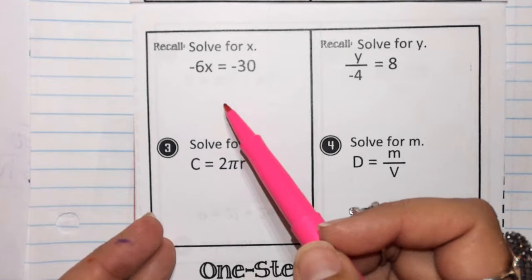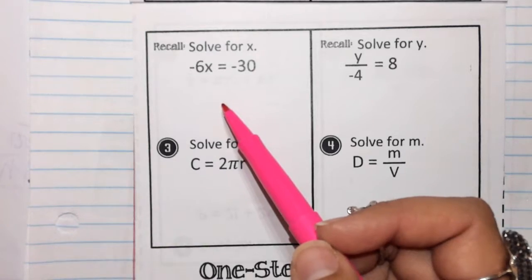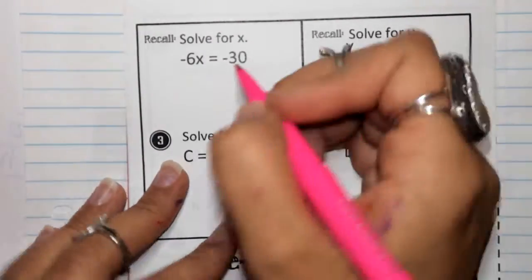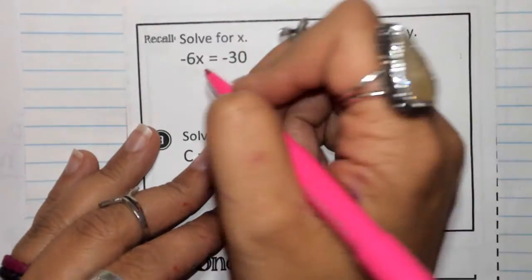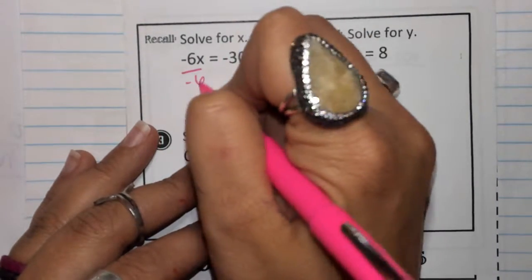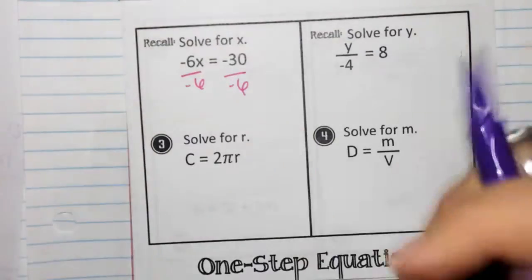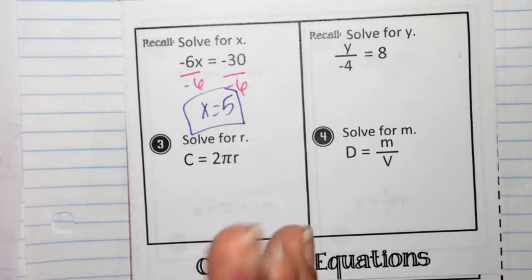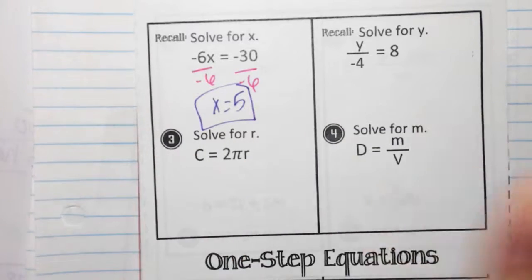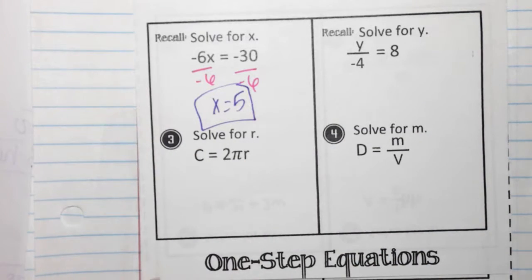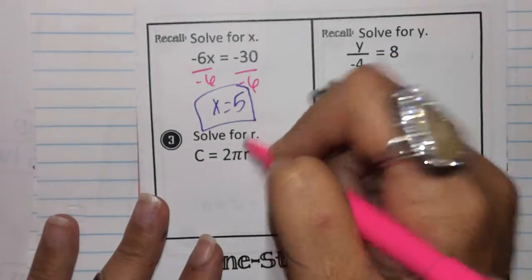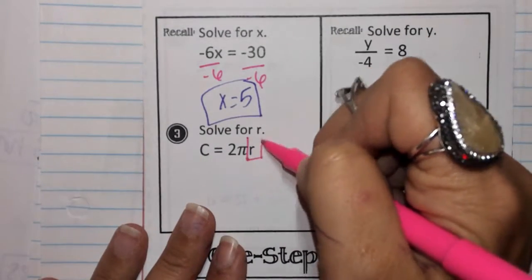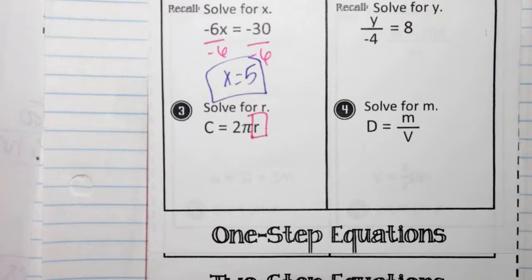Are y'all done with this problem? What's 2 times 5? Alright, Logan, can you tell me what to do for this one? You divide by -6. And what do you get for x? x equals 5. Alright, so if we divide on that one, what do you think we're going to do for number 3? We're trying to get r by itself. Everybody put a force field on r. So that's 2 times pi times r.